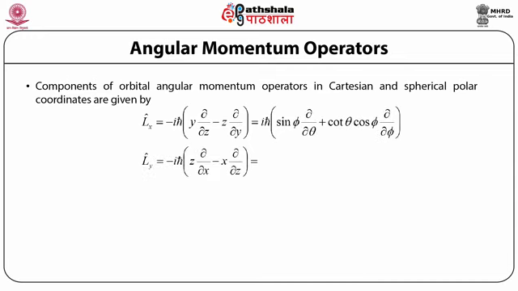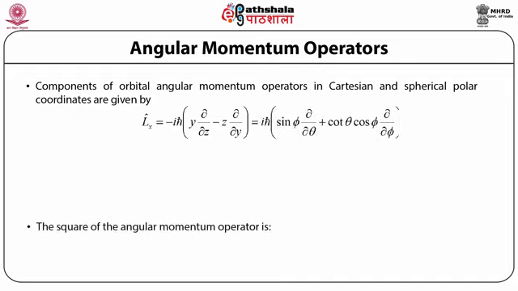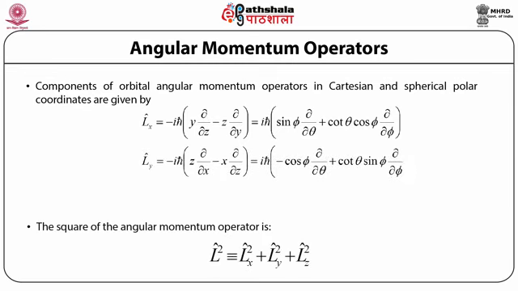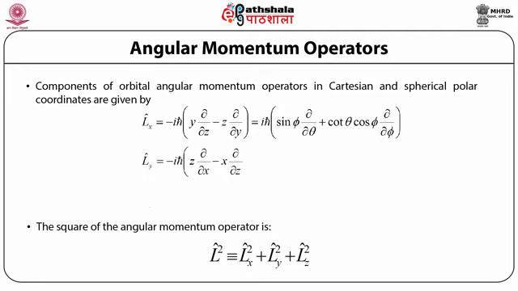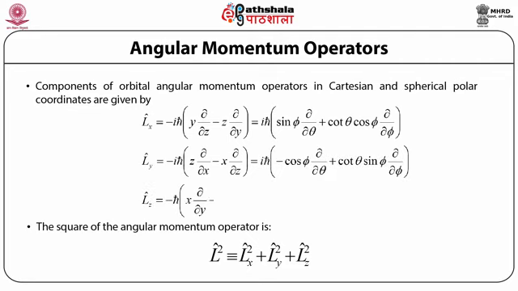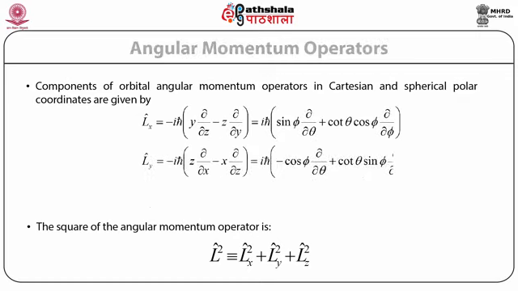This is the representation in the spherical polar coordinate system. And finally, we get the result that the orbital angular momentum operator L square is equal to operator Lx square plus operator Ly square plus operator Lz square, where operator Lx is the x component of the orbital angular momentum operator, Ly the y component, and Lz the z component.